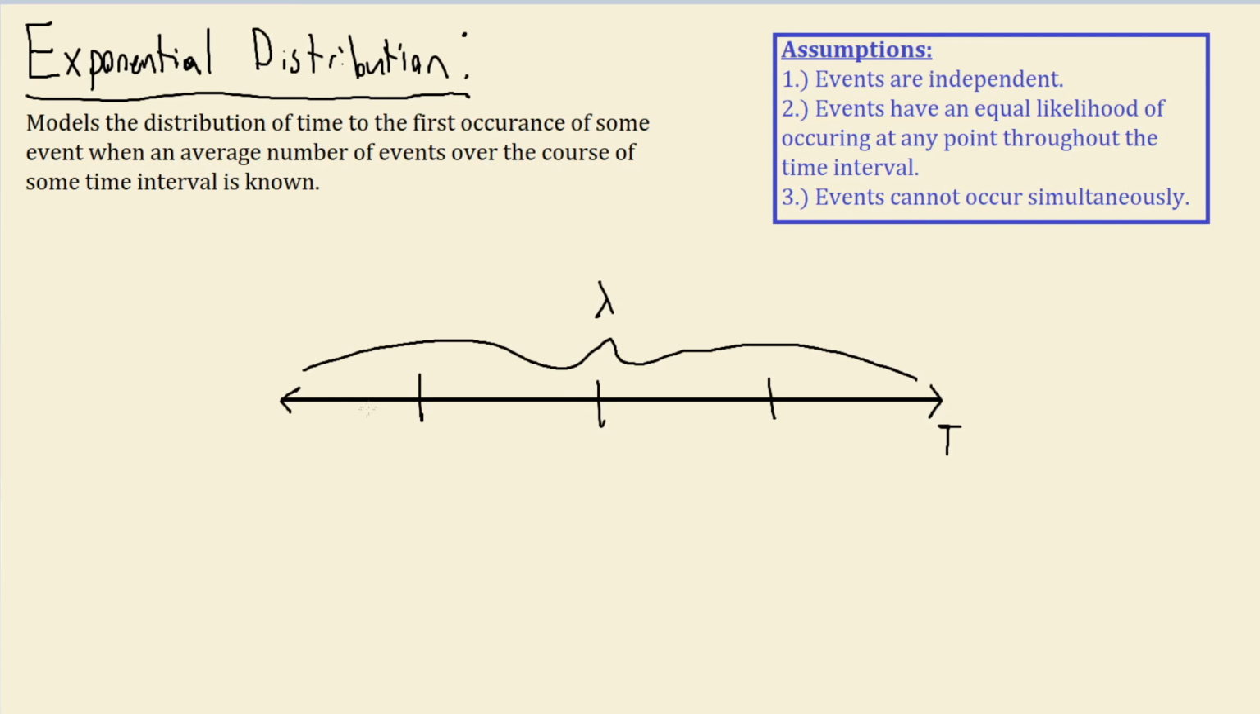So our goal is to break this up into several different subintervals, and then as we break it into smaller and smaller subintervals, eventually we're going to take the limit as the number of subintervals goes to infinity and the length of the subintervals becomes infinitesimal. Then we're going to start to be able to make statements about this distribution. And so that's the goal here.